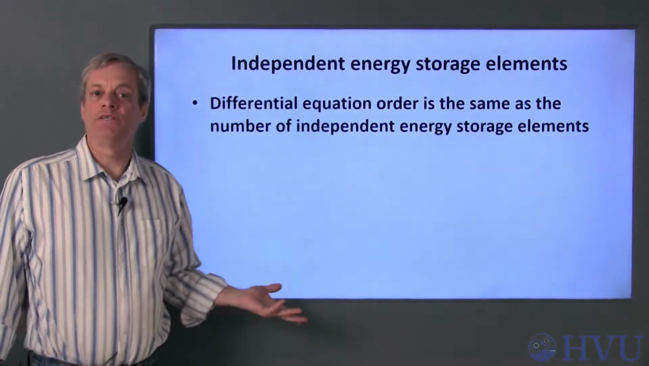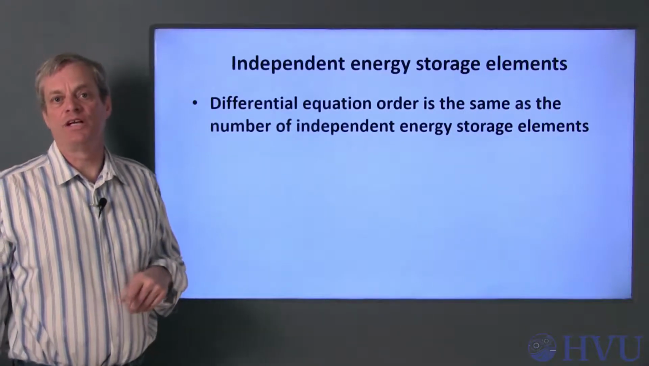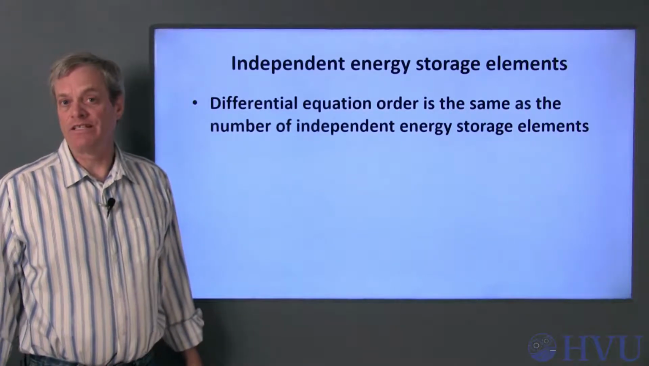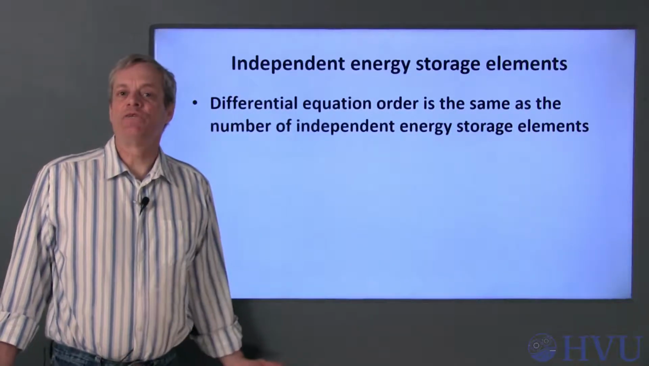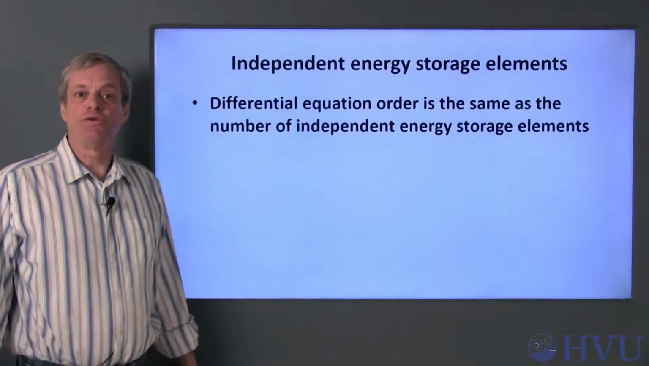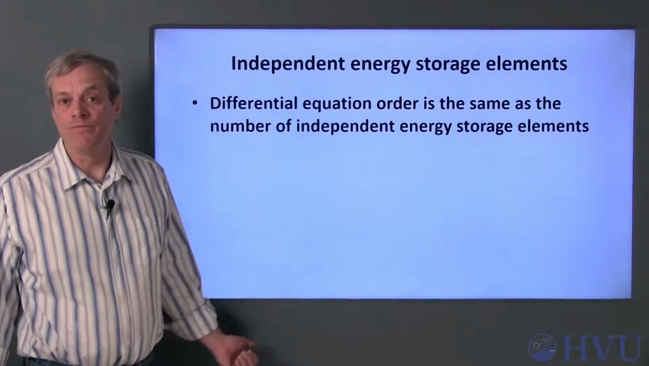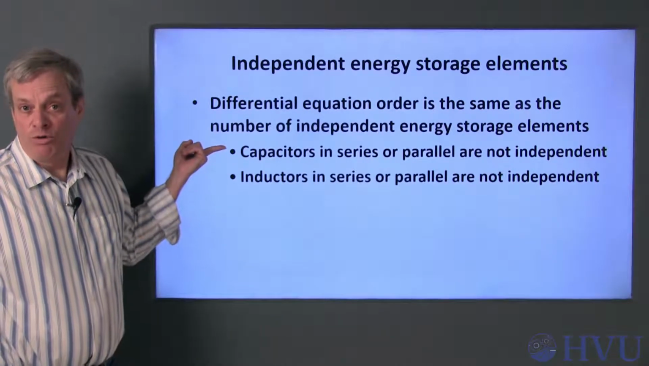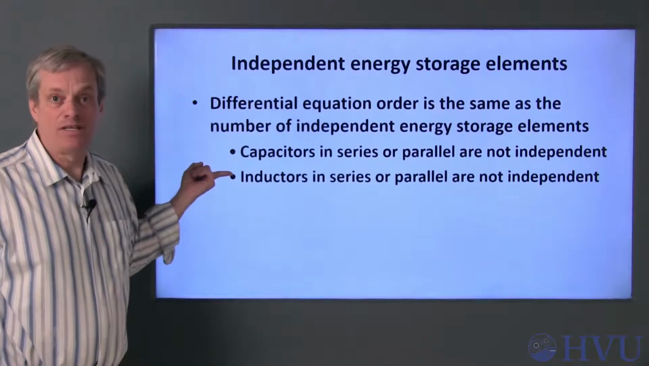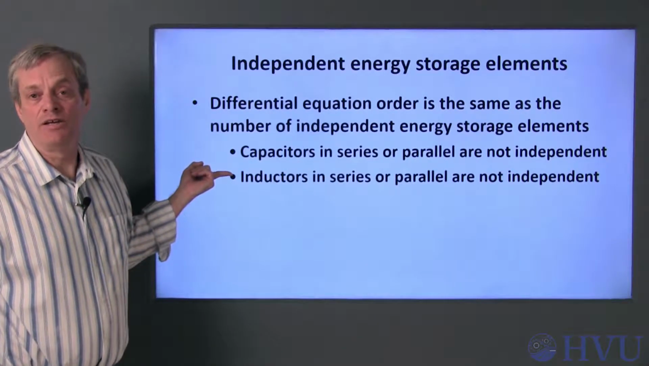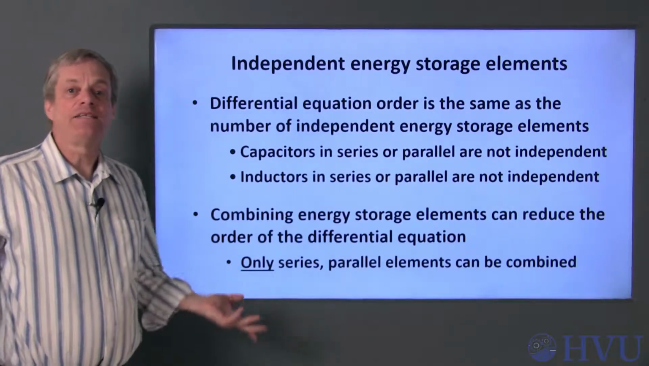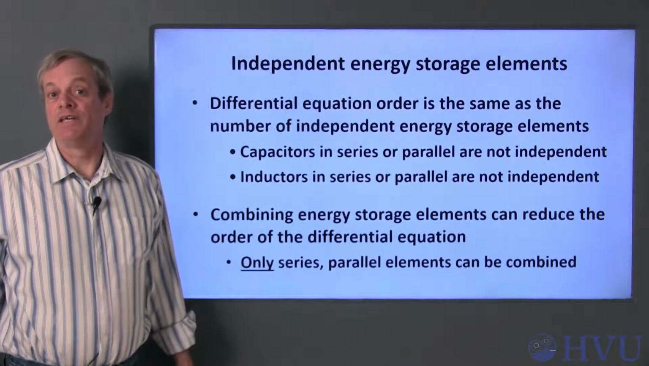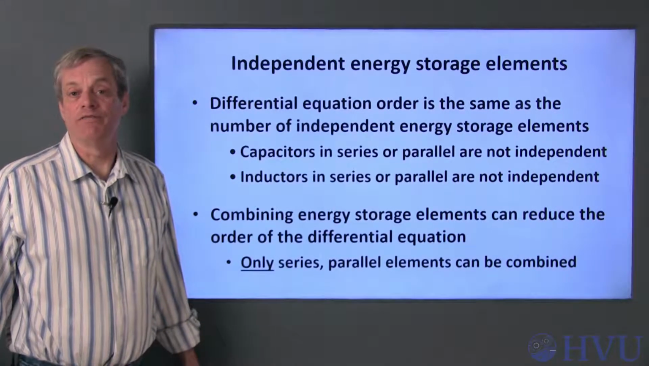Combining energy storage elements into fewer equivalent energy storage elements reduces the effort required to write and solve the differential equation governing the system. This process is a generalization of the circuit reduction techniques we use to combine resistances in Unit 2. You can combine capacitors that are in either series or parallel to form an equivalent capacitance, and inductors in series or parallel can be combined to create an equivalent inductance. The process of combining energy storage elements reduces the number of apparent energy storage elements, and thus the order of the differential equation governing the system.